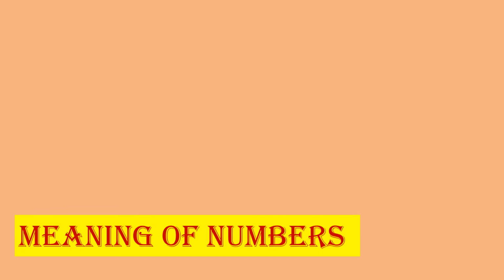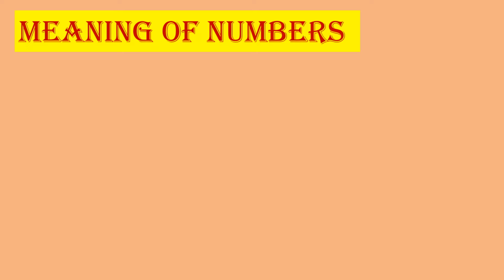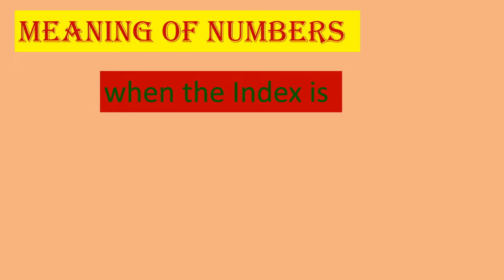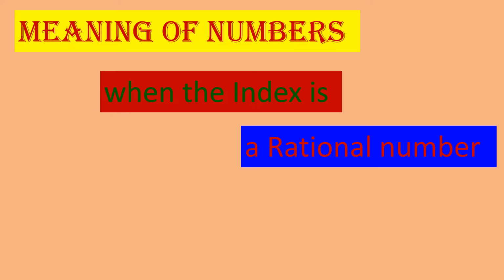Hello friends, in this video we are going to learn the meaning of numbers when the index is a rational number. I think you all know what a rational number is. Rational numbers are numbers which can be represented in the form of p upon q, where p and q belong to the integers but q should not be equal to 0.